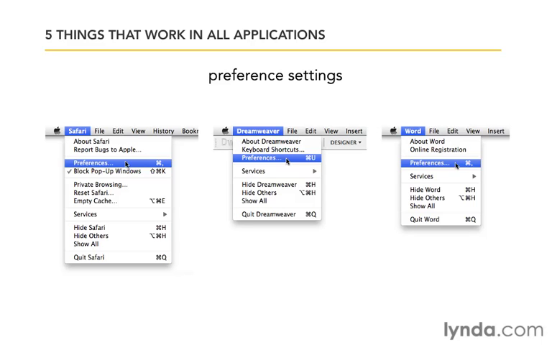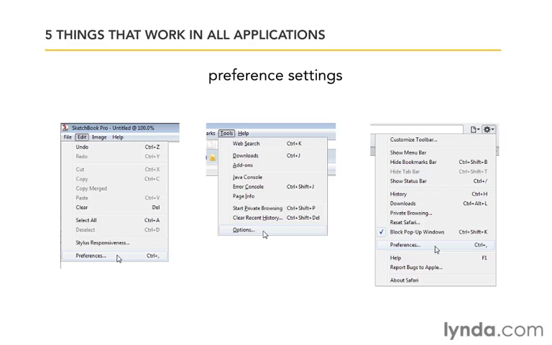On Macs, you'll almost always find preferences located under the application's name in the menu bar. In Windows applications, depending on the application, you'll often find preferences under the Edit menu, but it might be called Properties or Options instead of Preferences. And in some applications in Windows, you'll find preferences under a menu called Tools, or even under an unlabeled button that looks like a gear icon.